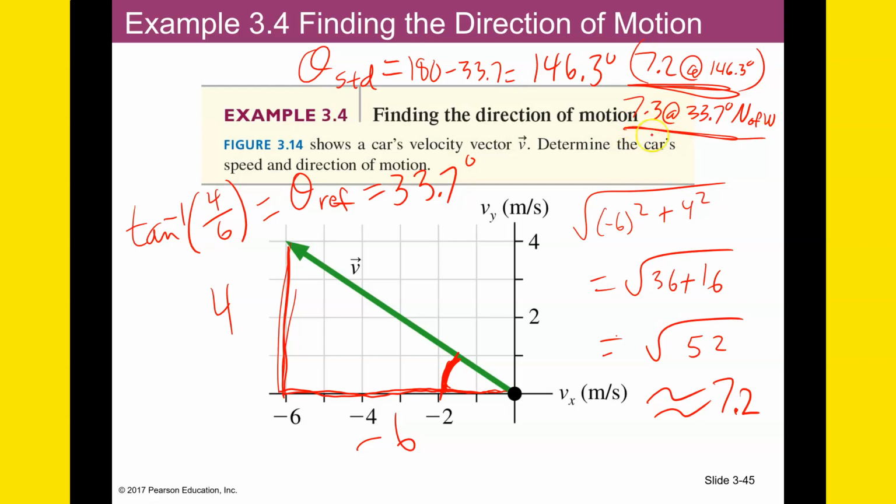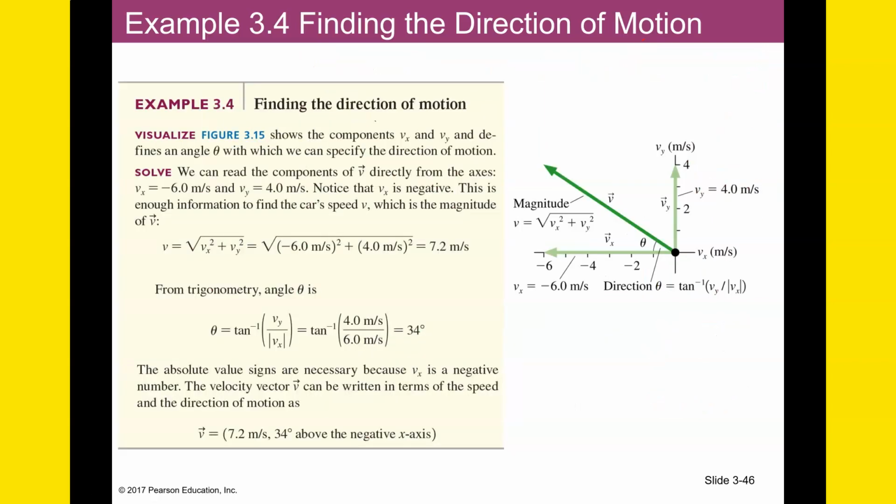Another way to express it, if you're not even concerned about cardinal directions, if you're more concerned about up, down, left, right, you could say 7.2 at 33.7 degrees up from left. There's all kinds of ways, obviously, to express this thing. Let's see what they wanted. Yeah, they used the up from left kind of situation, but they said 34 degrees above the negative x-axis. So that's even another way you could say it.